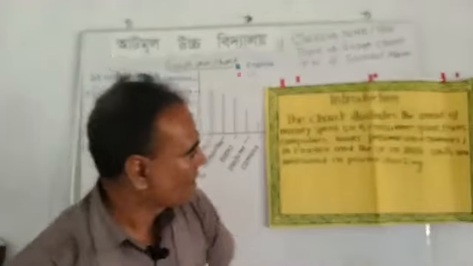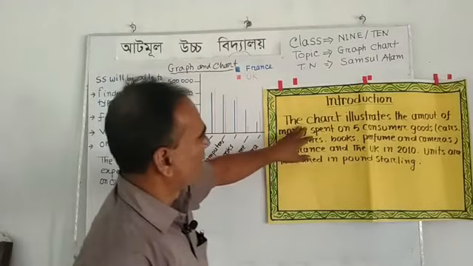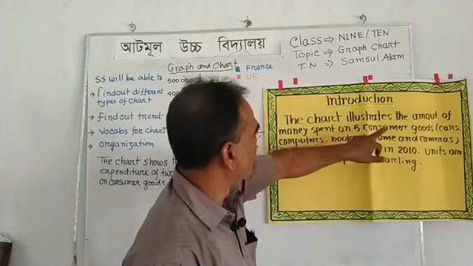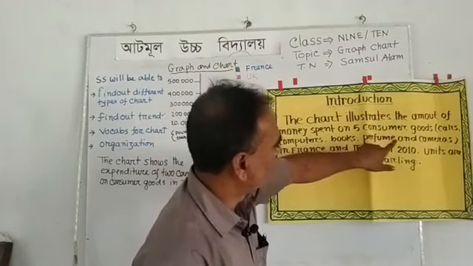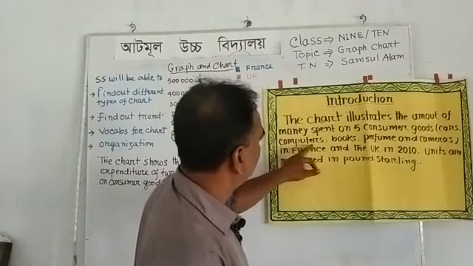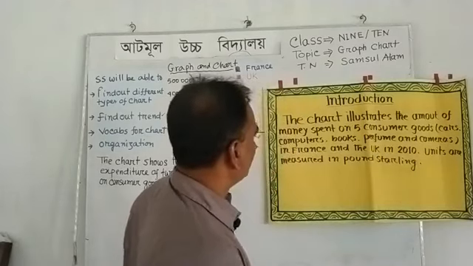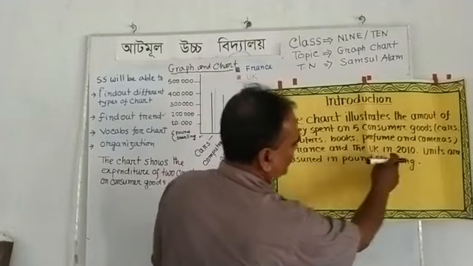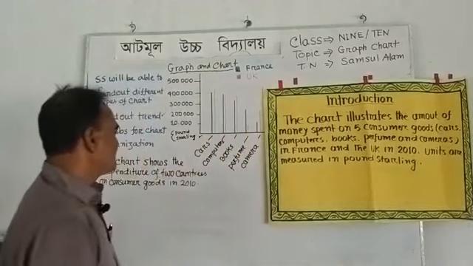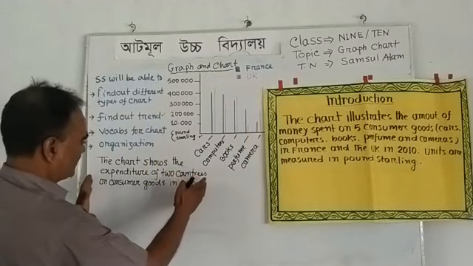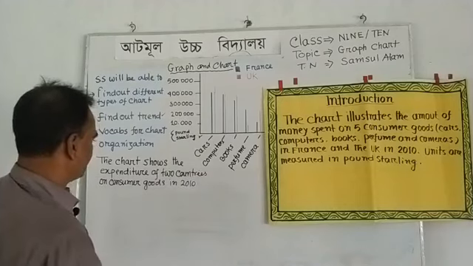So the introduction will be like this. The chart illustrates the amount of money spent on 5 consumer goods: cars, computers, books, perfume, and cameras, in France and the UK in 2010. Units are measured in pound sterling. So we'll write this one for our introduction by changing or paraphrasing some words.